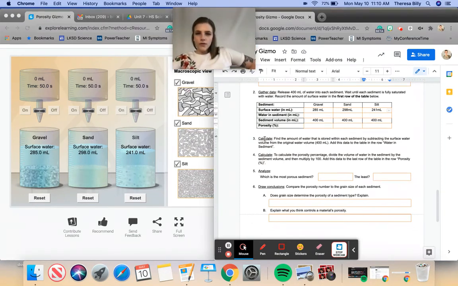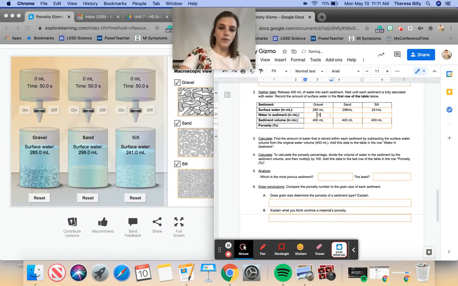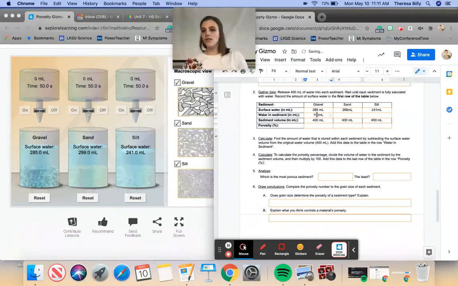All right, so part 3 says find the amount of water that is stored within each sediment by subtracting the surface water volume from the original water amount. Remember, we had added 400 milliliters of water. There's 285 milliliters that is sitting on the top. If we subtract those two, then we're able to figure out how much water is actually in that area with the gravel. So let me grab my calculator real quick. What you're going to do is take that 400 milliliters minus 285. Oops. It's helpful if you press all the buttons. And that leaves you with 115 milliliters. That means that there's 115 milliliters of water in this area with the gravel.